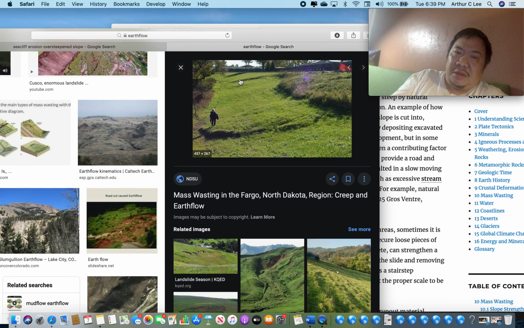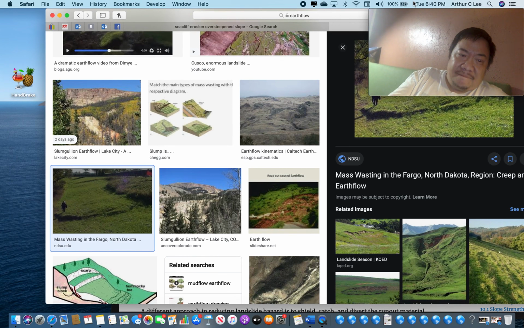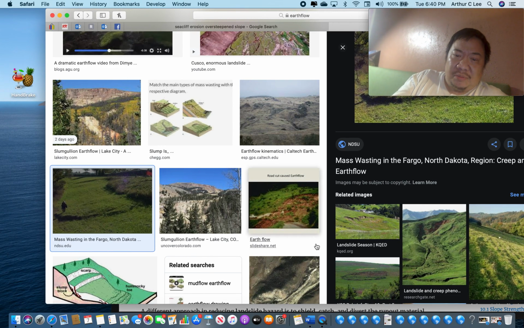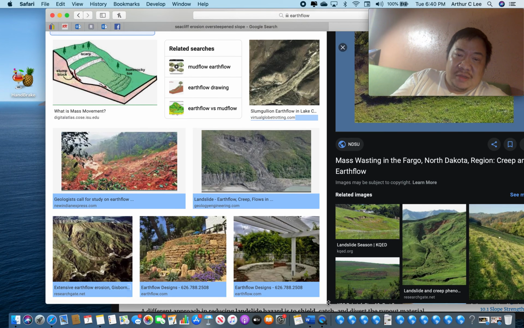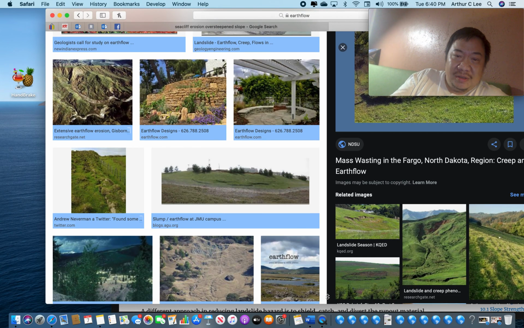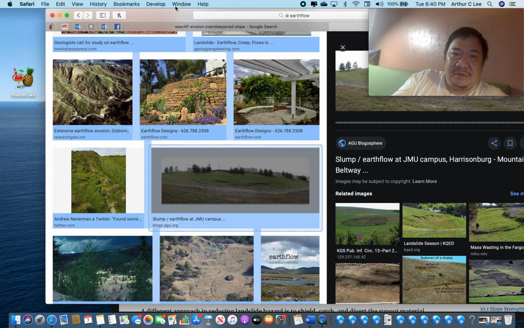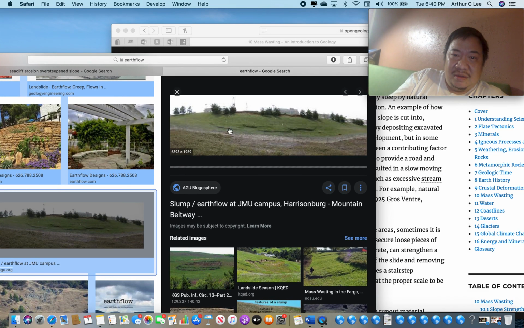Have you ever seen something that looks like this after it rains on a hillside? That's an earth flow. That's going to destabilize the slope and make it steeper and give you problems for this house up here. So earth flows are something that real estate investors are real careful about. Here you can see another one. See that?